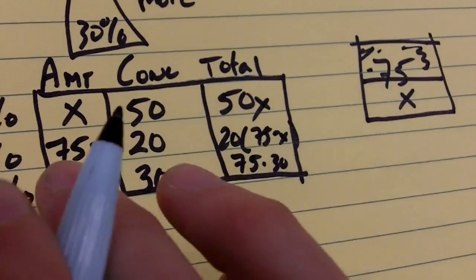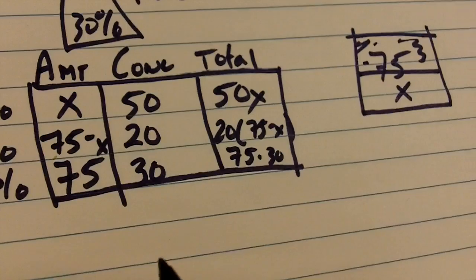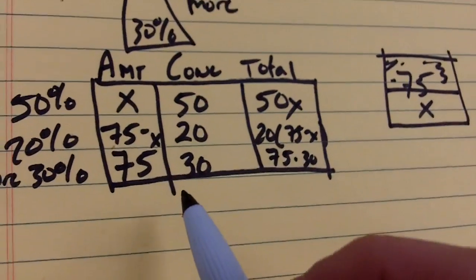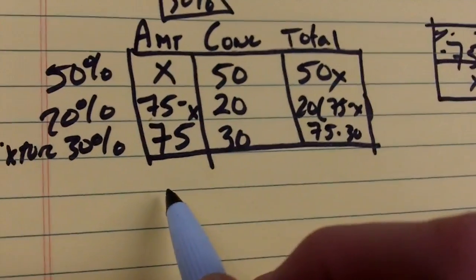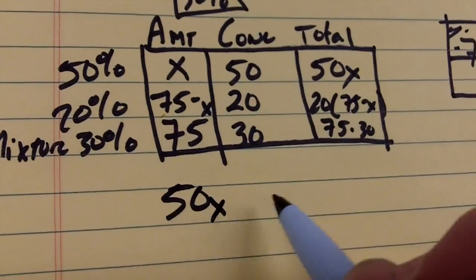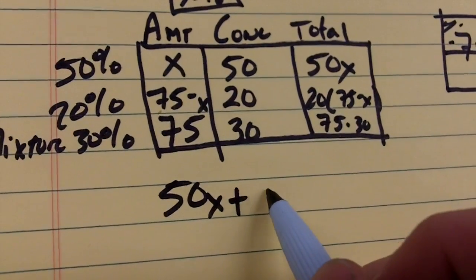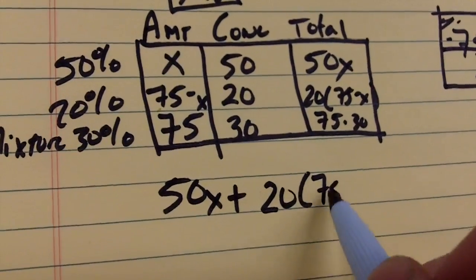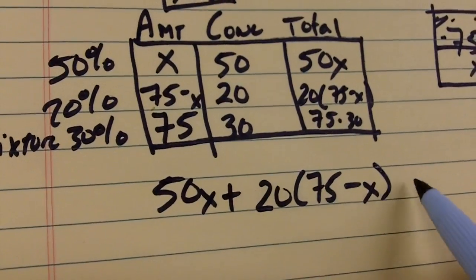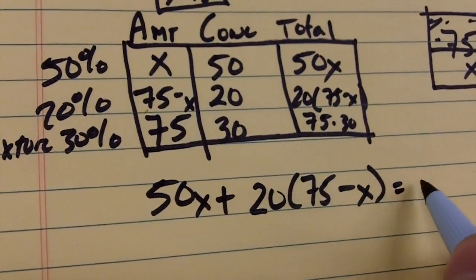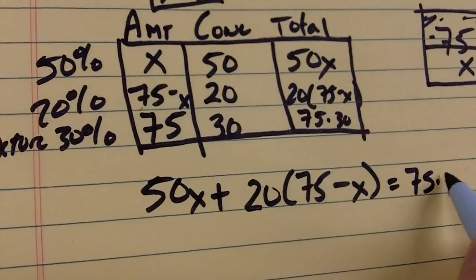Now the table, that's the hard part. The math should be the easy part. I know I'm going to mix these first two things together. I'm going to take the 50x, which is the 50% solution, and mix that with the 20% solution, which is 20 times (75 minus x). And I'm going to get my mixture, which is 75 times 30.